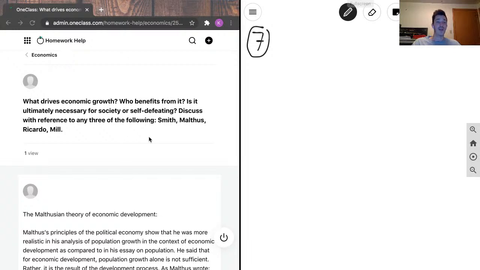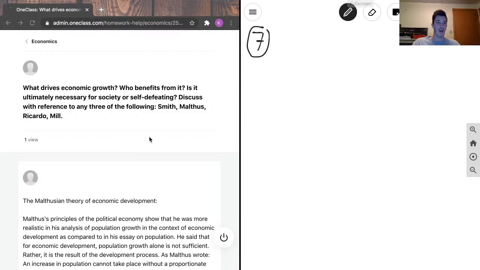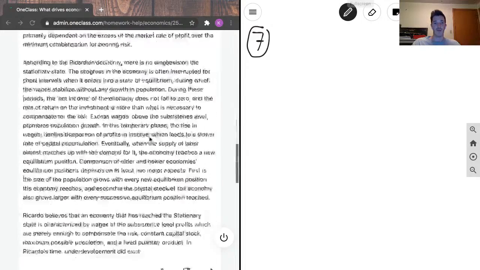My much shorter take on what drives economic growth would be infrastructure and education are two major ones. There are certainly more, but especially for a developing country, infrastructure and education are two very, very important ones.